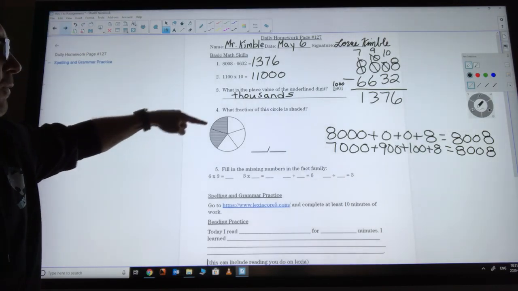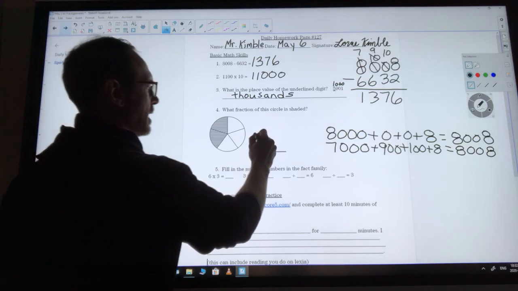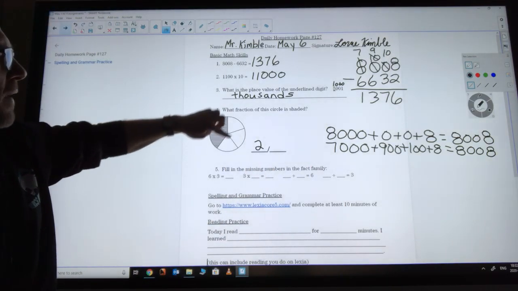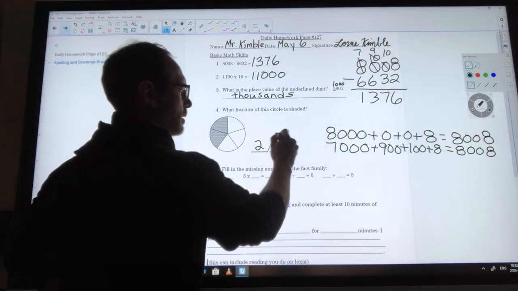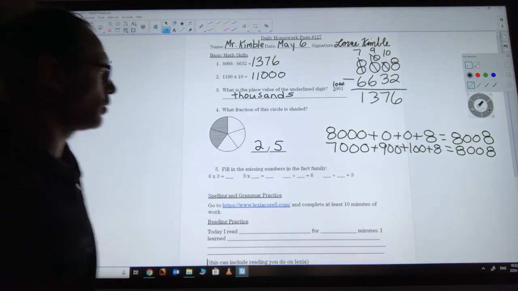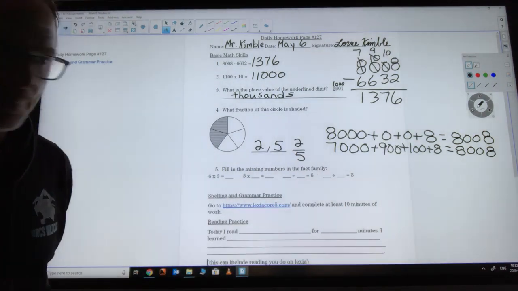Number 4, I want to know what fraction of this circle is shaded. So I have 2 parts that are shaded. There are 3 unshaded parts, which means that there are 5 total parts that the circle has been divided into. So we say this is 2/5. That's another way of writing it there.